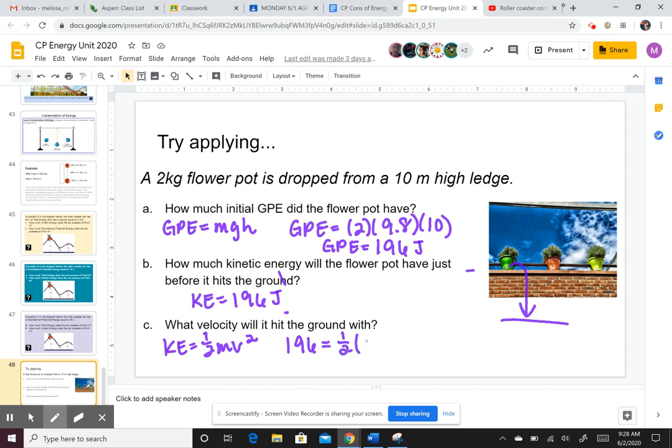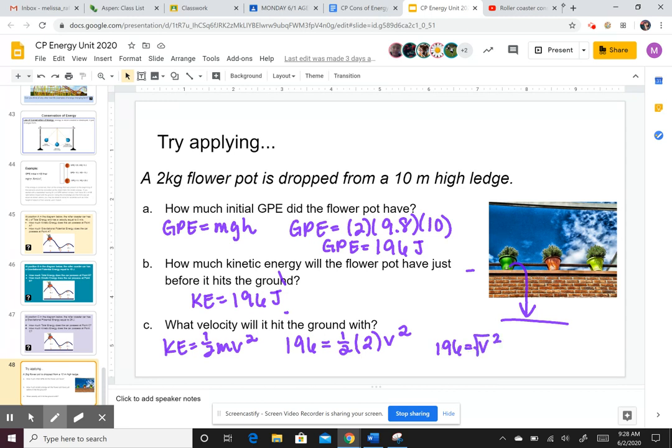equals 1/2 times the mass, which is 2. And we're solving for velocity, v squared. So what you can do is take half of 2, which is 1, and then you would divide 1 on both sides to get v squared alone. So 196 divided by 1 is just 196 equals v squared.